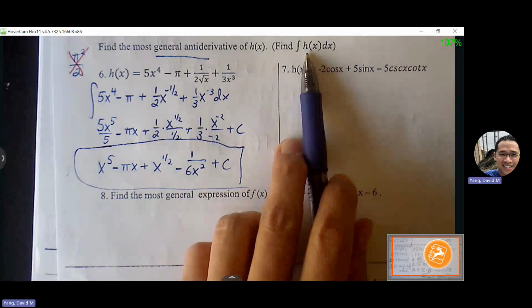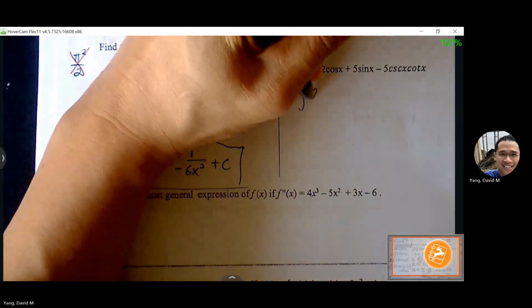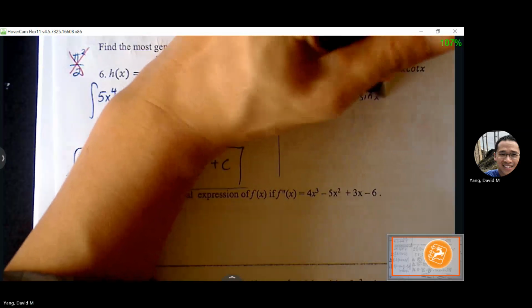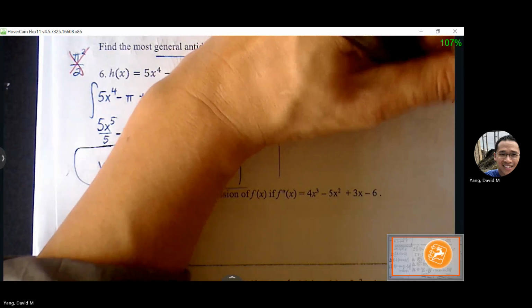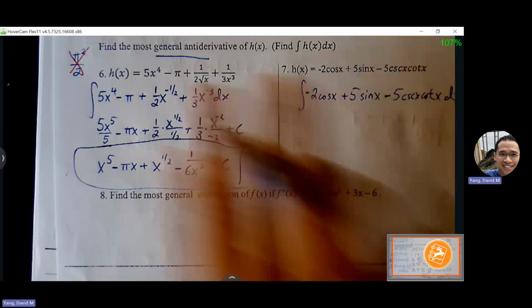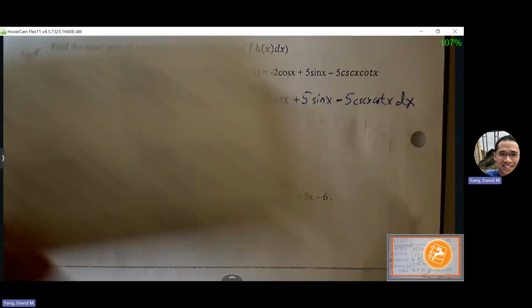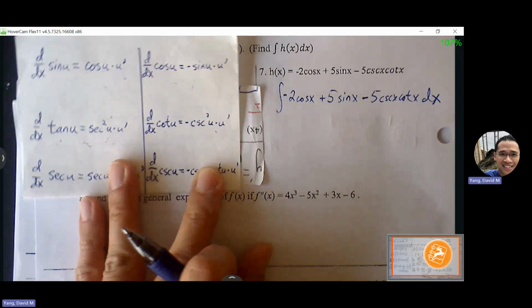Okay, number 7, we want to find the antiderivative. We want to find the integral of dx. So let's go ahead and write that notation. Okay, so I want to encourage you guys to memorize or rememorize your derivative trig rules, right? You can write those down at the top of your quiz page, and using it as a reference, you're going to read your integral rules from right to left.